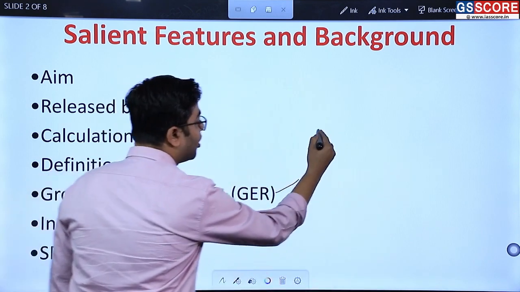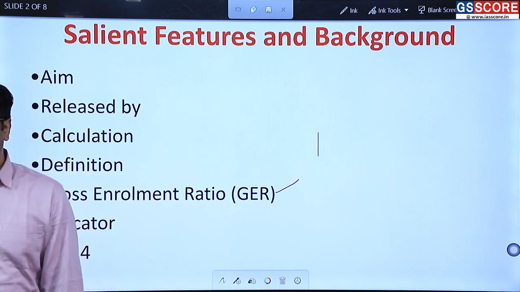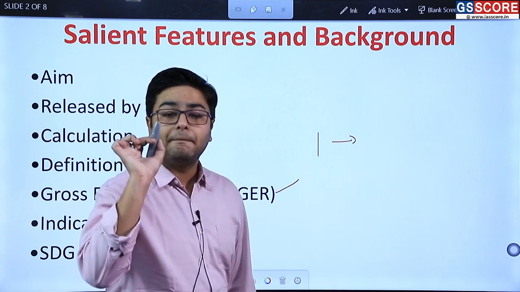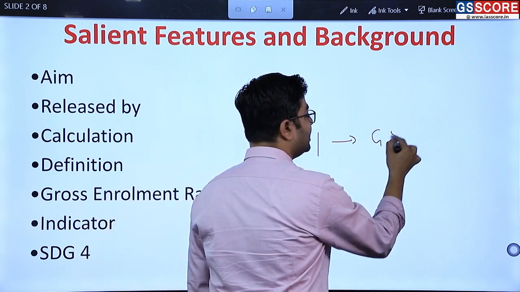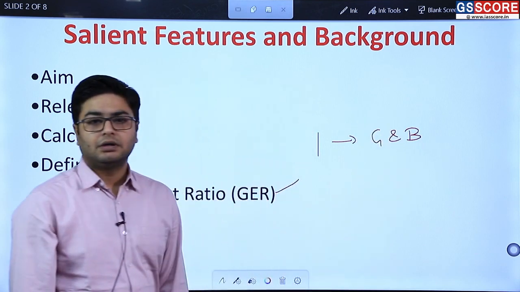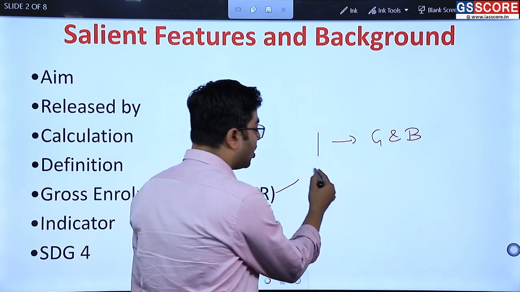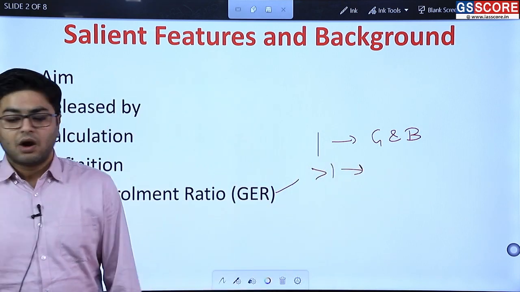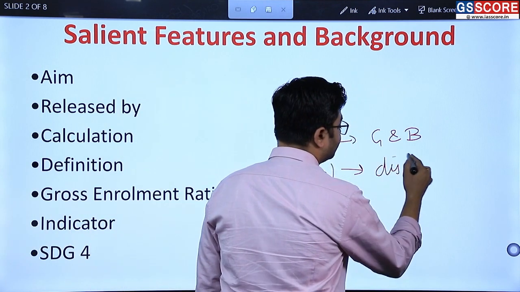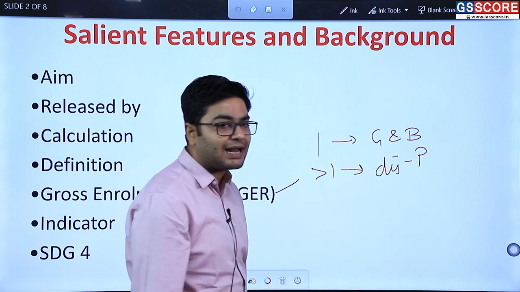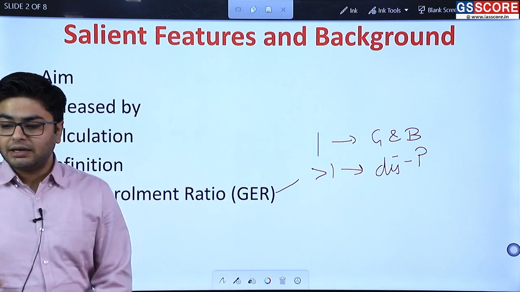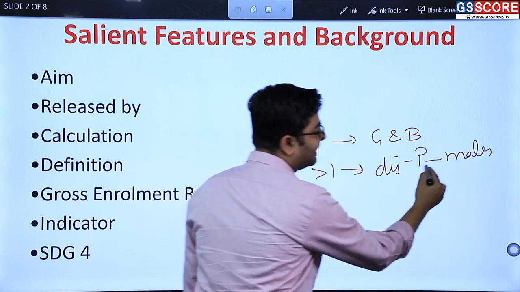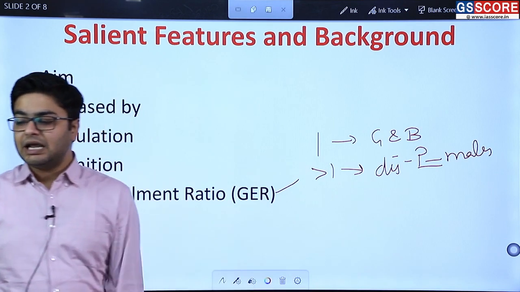So a GER of 1 indicates that there is a parity between girls and boys. Okay? A GER of less than 1 would indicate a disparity in favor of males. That means males are getting better access vis-a-vis the females.